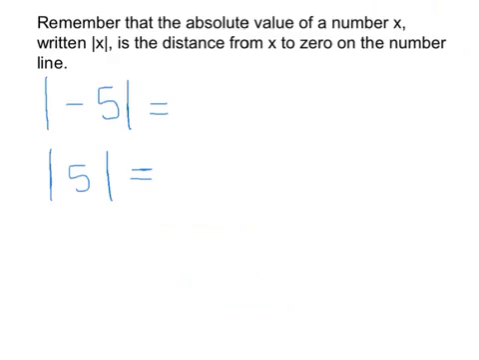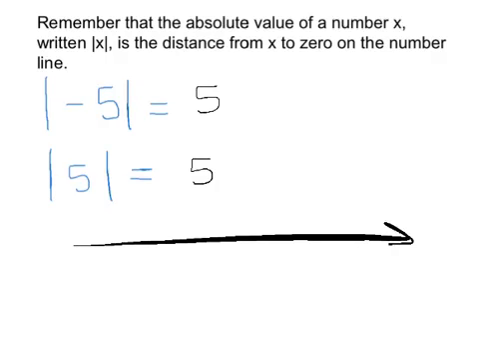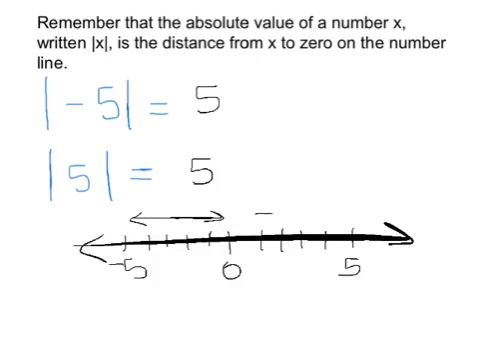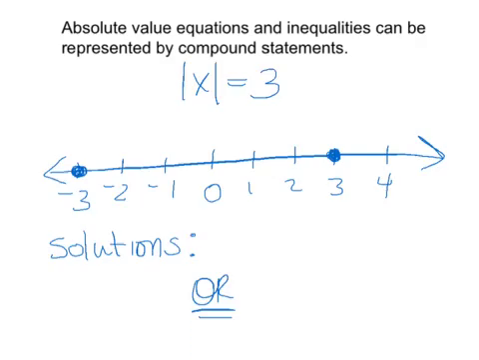Alright, remember, the absolute value of any number x is written with 2 bars on it. |x| is the distance from 0 on the number line, so the absolute value of -5 is 5, and the absolute value of 5 is 5. And if it were on a number line, 1, 2, 3, 4, 5, 1, 2, 3, 4, 5. Okay, this is your distance from -5 to 0, your distance from 0 to 5. Distance is always positive, and that's your definition of absolute value.